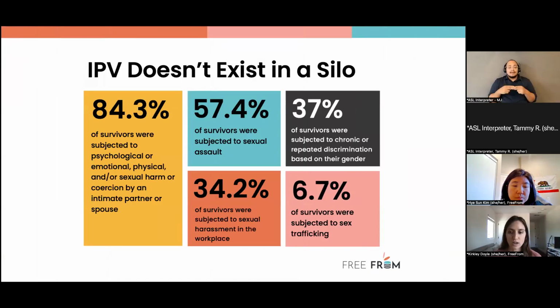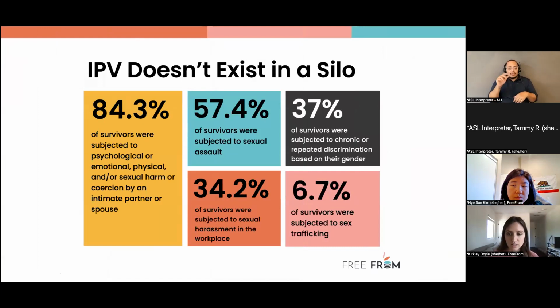Okay, so as I was talking about earlier, one of the things we really tried to do with this report was to understand economic consequences of gender-based violence more broadly. As you can see, survivors in our sample were subjected to a variety of different types of harm, including intimate partner violence, sexual assault, chronic and repeated discrimination based on their gender, etc.